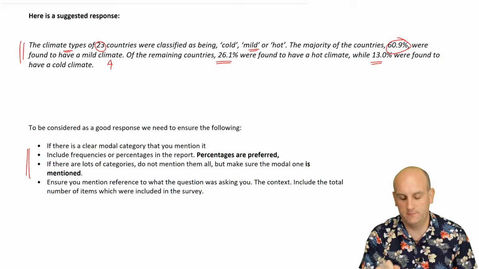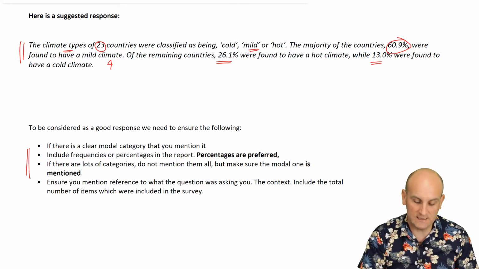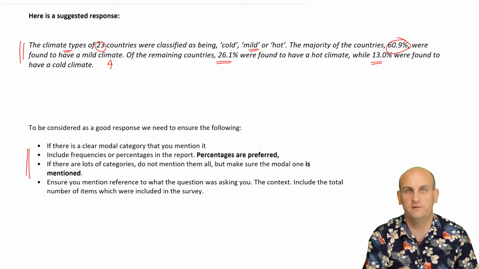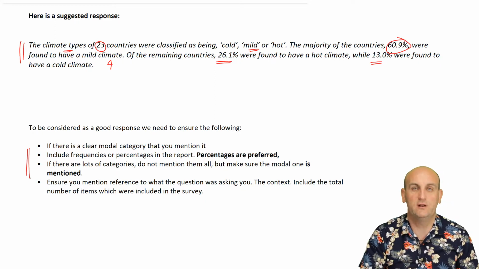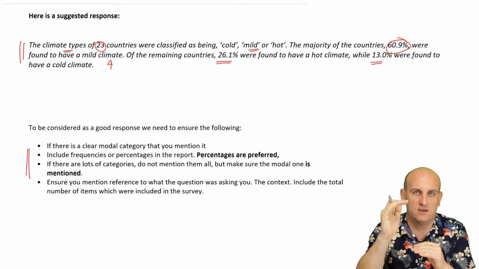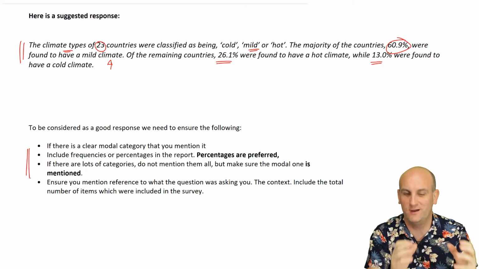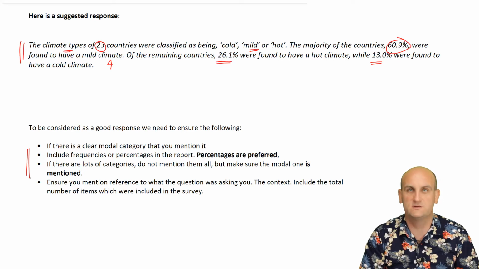These are the things that should be in your answer. If there is a clear mode, mention it. So we did that. Where there was a clear mode, we said that the majority of countries, that was a mode. Include frequencies or percentages in the report. You don't have to include all of them; if you had a massive bar chart, you'd include two or three to show that you understand what it's talking about. Lots of categories, don't mention them all. I've just said that.